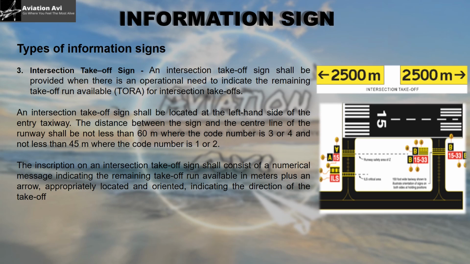This particular sign shall be located at the left hand side of the entry taxiway, which means if an aircraft is entering on taxiway Bravo, this sign should be present on the left hand side, that is towards the captain of the aircraft, left side of the particular taxiway. The distance of this sign from the runway center line shall not be less than 60 meters when the code number is 3 or 4, and not less than 45 meters when the code number is 1 or 2.